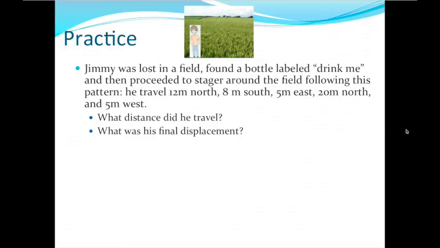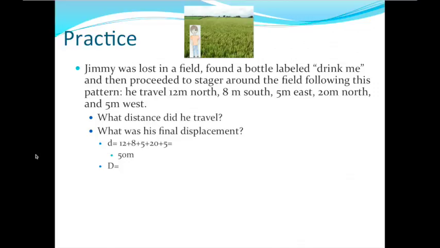Okay, so let's go check your answers here. What distance did he travel? The easiest way with distance is just add them all up. So 12 meters, 8 meters, 5, 20, and 5. We add all those up, and we come up to our distance equaling 50 meters. Now, displacement's a little different. We've got to figure out where he went. So for our displacement, we have to figure out how far he went up, back, left, and right.